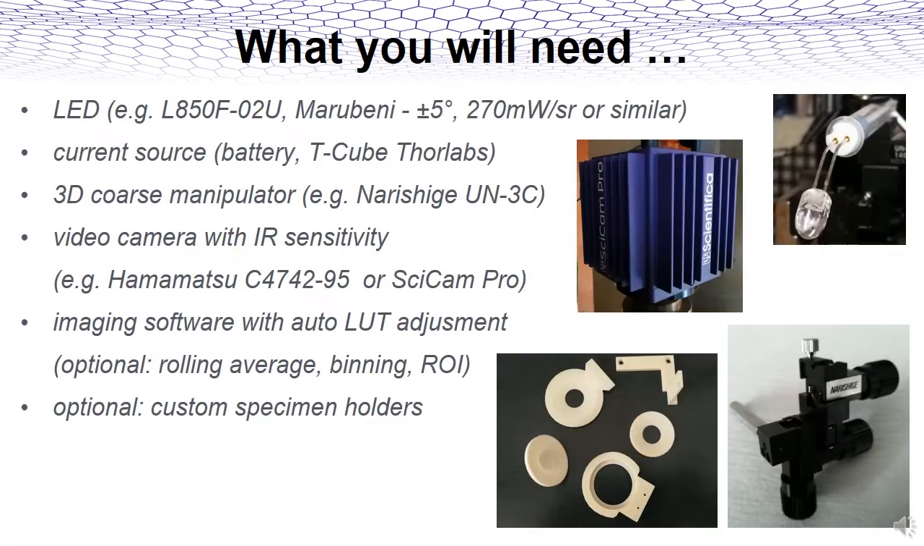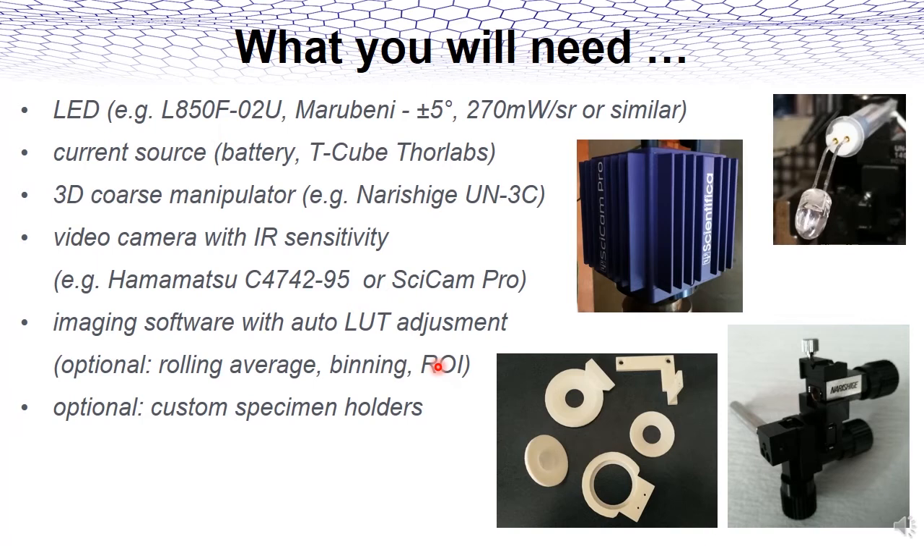A list of the equipment you will need to set up oblique infrared LED illumination is shown on this slide. An infrared LED is needed, preferably with high intensity, and the wavelength should be selected to fall within the sensitivity range of the camera. A current source to drive the LED is also needed. Battery-based solutions here are a good choice as they do not bring in electrical noise. Their stability, however, is inferior to commercially available proper current sources.